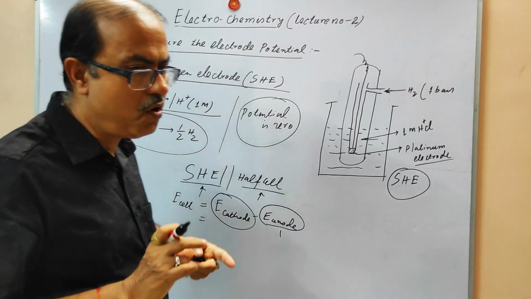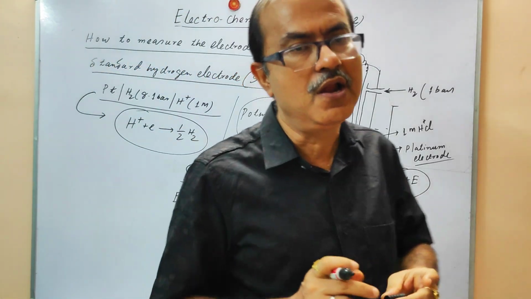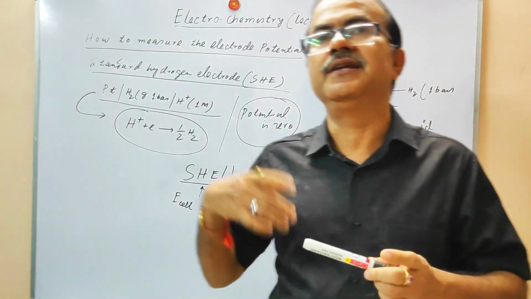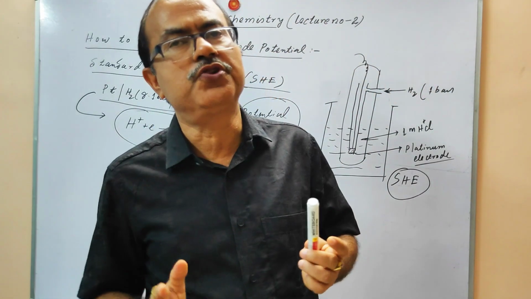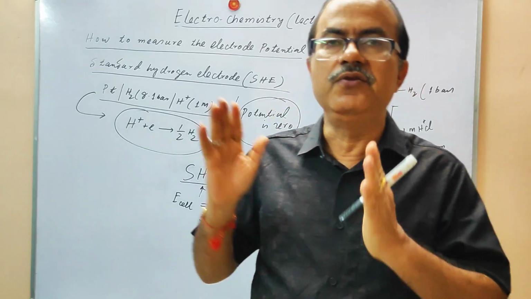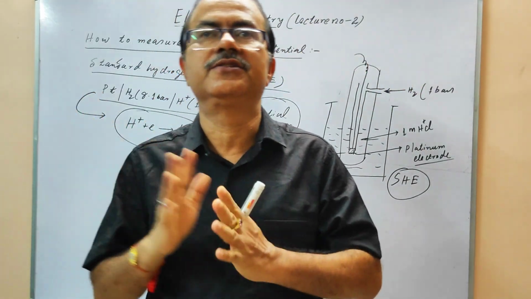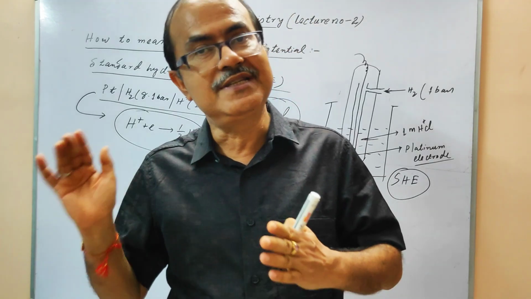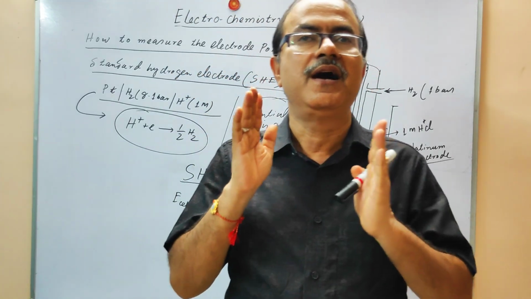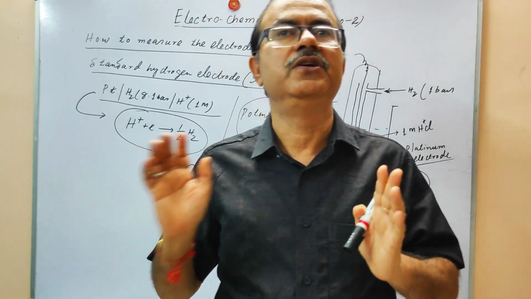So in this way, all the electrode potentials that we will discuss in the next lecture, the electrochemical series, of any individual half reactions have been calculated with reference to this standard half cell, that is the standard hydrogen electrode.